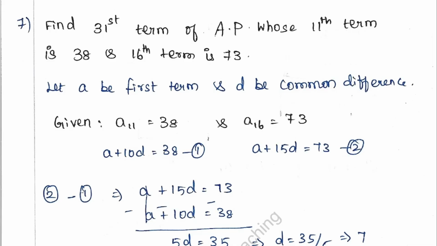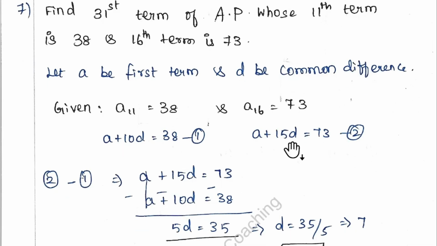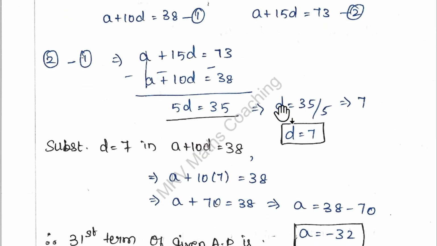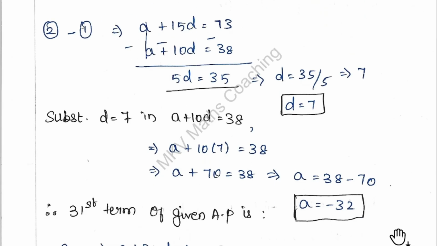Now you have got two equations. You just need to solve by the elimination method. When you get two equations, solve by the elimination method so that you will end up with the values of A and D. If I do this method, I am getting D value as 7. Substitute D in either of the equations. I'll be getting A value as minus 32. So A value is minus 32.